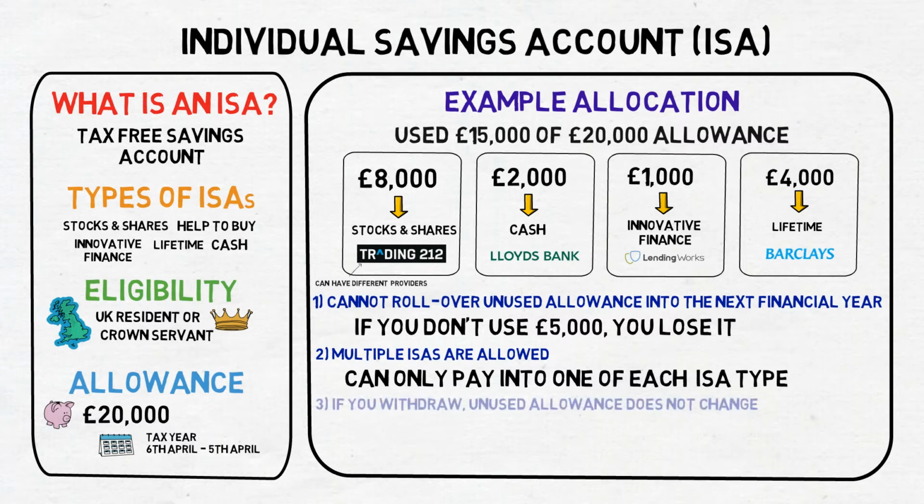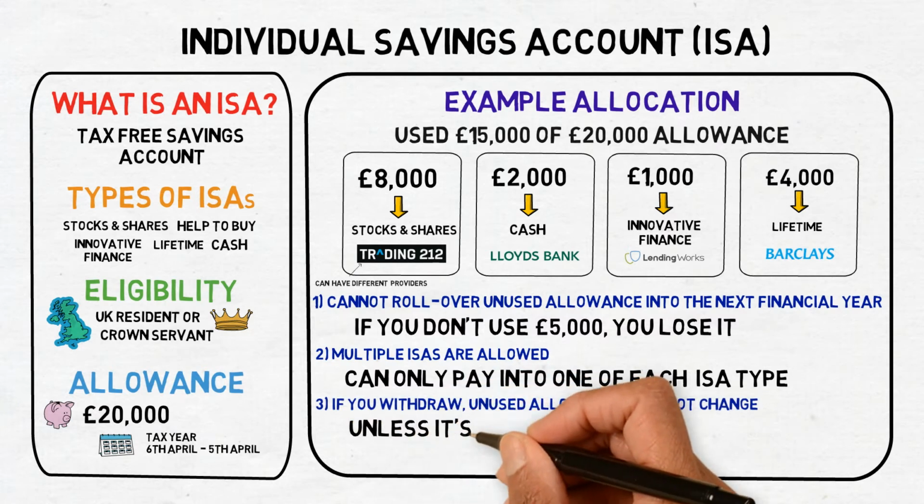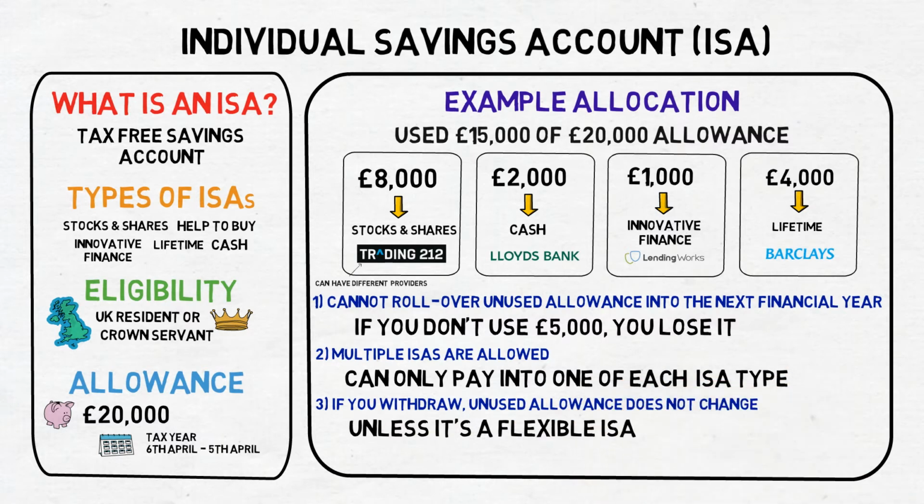And lastly, if you withdraw from your ISAs, the withdrawn amount will not be added back to your unused allowance, unless you are withdrawing from a flexible ISA. So with the example, if £2,000 is withdrawn from a non-flexible ISA, the amount that can still be paid into your ISAs is the £5,000 unused allowance. However, if the ISA is flexible, the withdrawn amount can also be added back to the flexible ISA or paid into another ISA type. Cash ISAs, Innovative Finance ISAs, and Cash in Stocks and Shares ISAs can be flexible. Lifetime ISAs, Help to Buy ISAs, and non-cash elements in Stocks and Shares ISAs cannot be flexible.